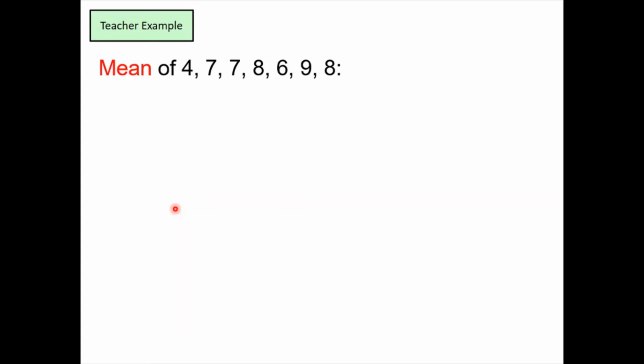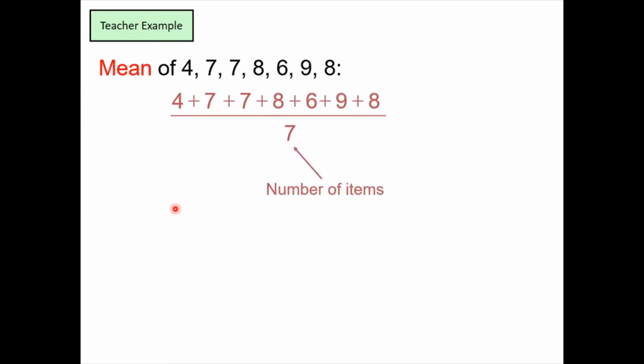So, what you should have done was add these together. 4 add 7, add 7, add 8, add 6, add 9, add 8. That is a non-calculator question. You should be able to do this without a calculator. Gives you a total of 49. And as you should all know, 49 does come in the 7 times table. There are 7 numbers there, so 49 divided by 7 gives me an average of 7. Or a mean, I should say, of 7.